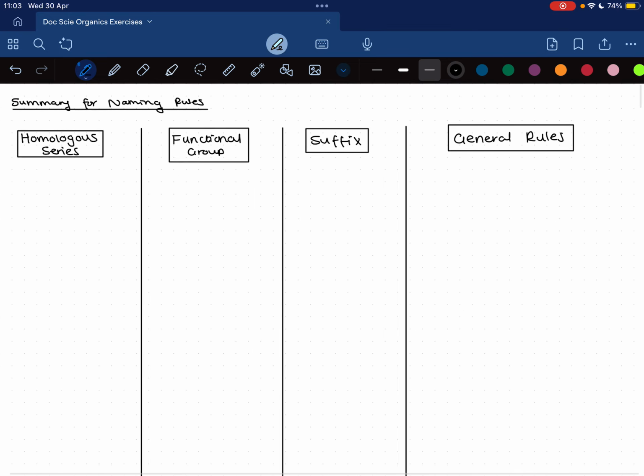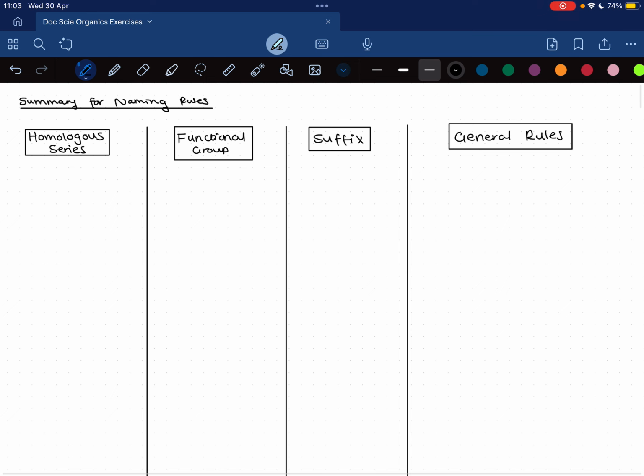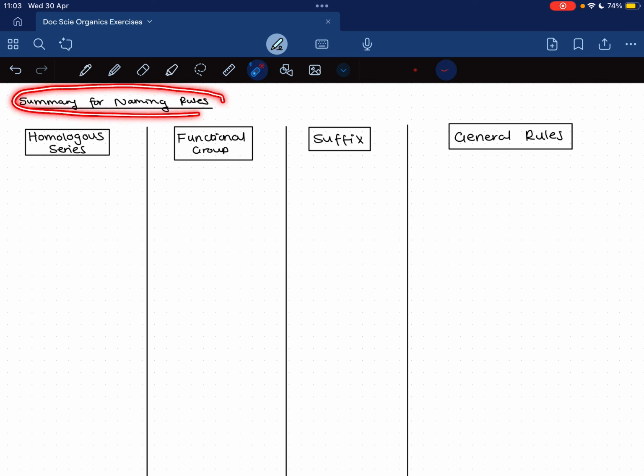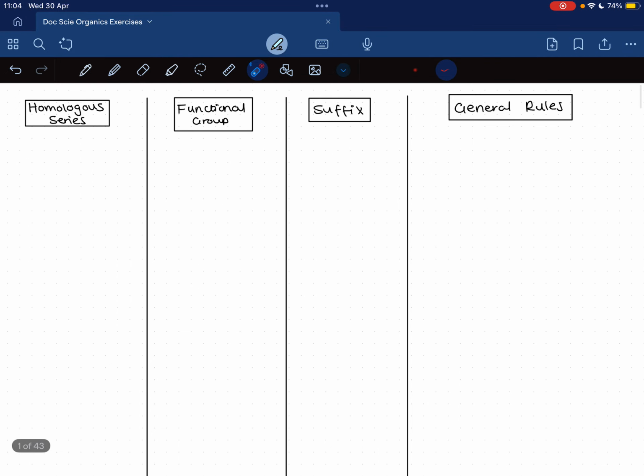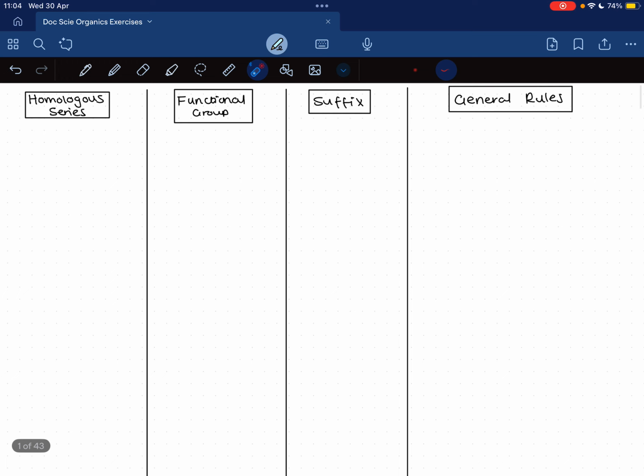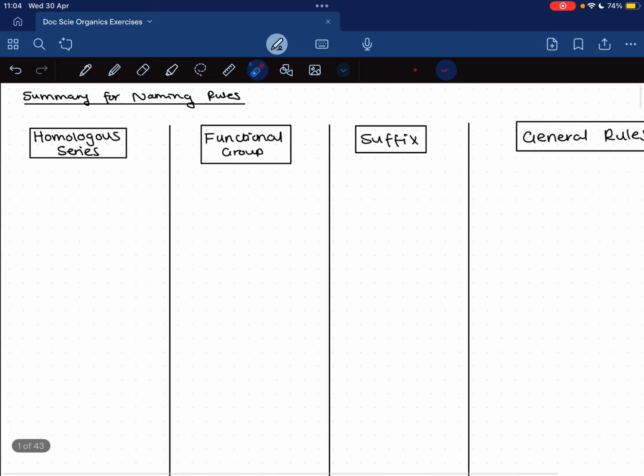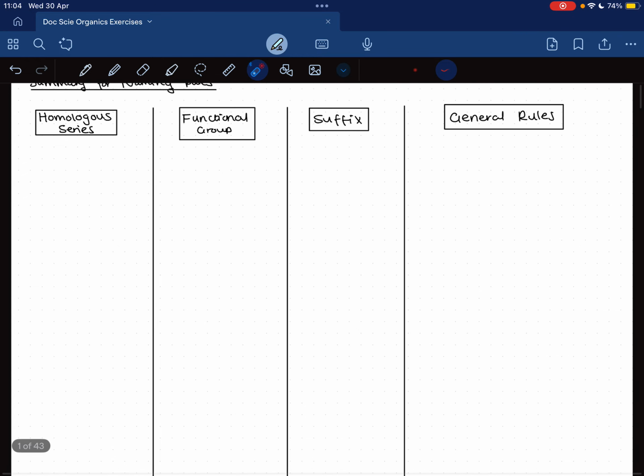I've made a landscape page where I've done a summary of naming rules, and of those summaries I've made 3 columns, one for homologous series, one for functional group, and one for the suffix that will belong to that. And then I've made a 4th column which is slightly bigger just for the general naming rules that we'll go over, like ordering and the substituents and so on. So you can copy this down, so pause, copy down the columns, and then we can start.